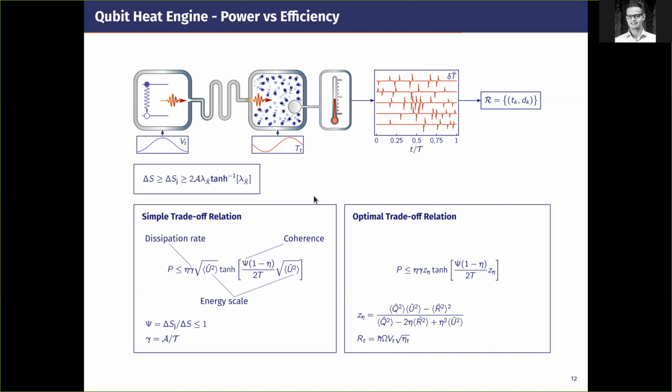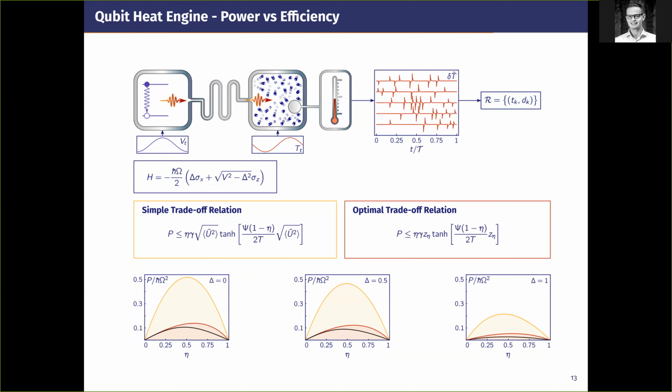Okay, now you can push it to an extreme by looking for the optimal bound on power that can be derived from this inequality. And what you get is this expression, which is a bit more involved, and it also involves further quantities here. But I would like to emphasize that all of these quantities are well defined and can be determined if you have access to the jump records. Okay, now how does that play out?